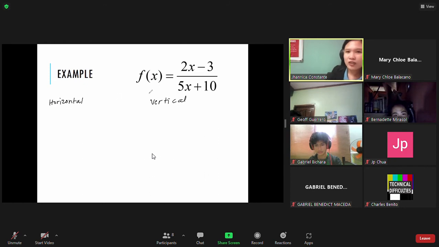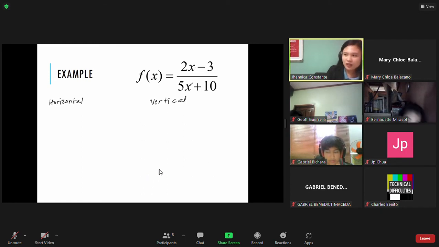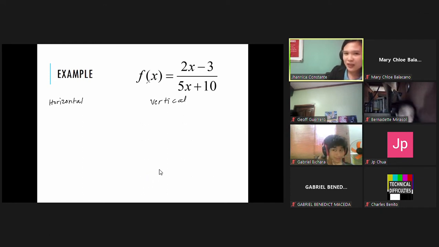Again, in horizontal, you need to check the exponent of our rational function. If we have the same exponent, we're going to use the coefficient. Do we have the same exponent or degree? Yes, we have the same. So we're going to use the coefficient of our rational function. So y is equal to 2 over 5. So that is our horizontal asymptote.